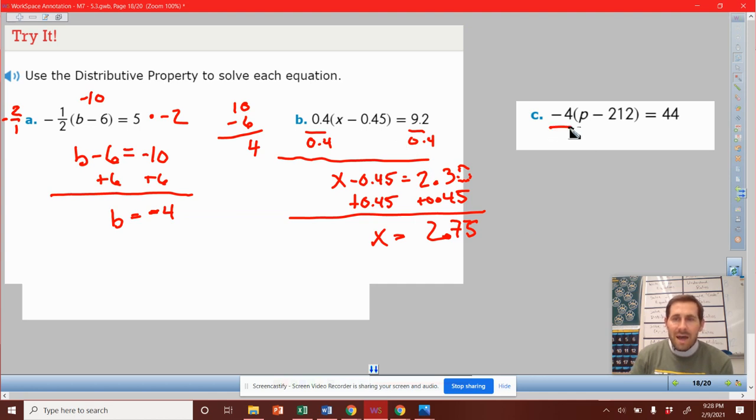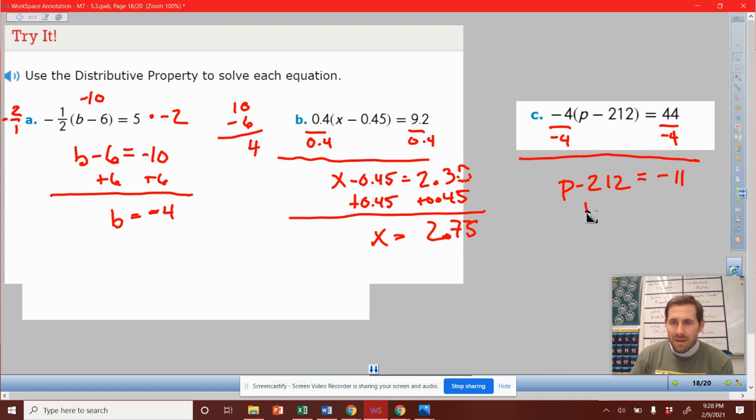Okay, we're going to divide here by -4 and divide by -4. I get p minus 2 1/2. This will be -11. A positive divided by a negative is a negative. 44 divided by 4 is 11.